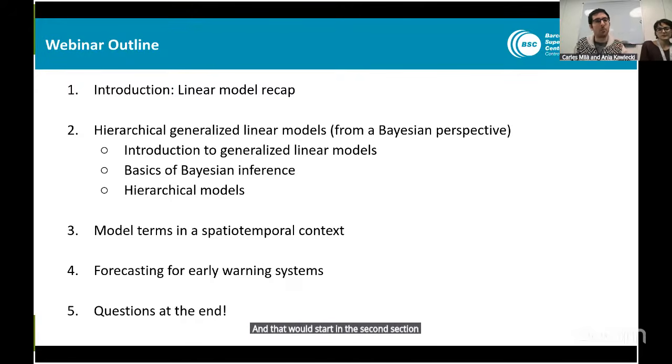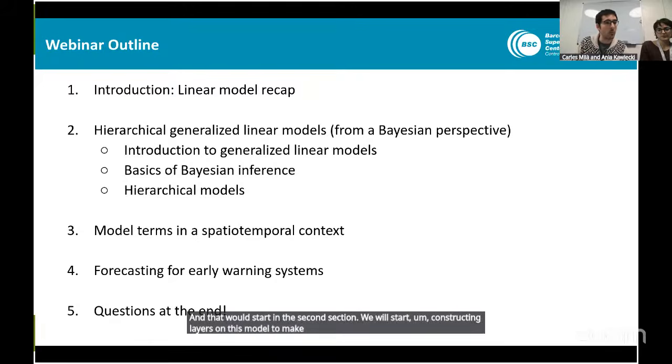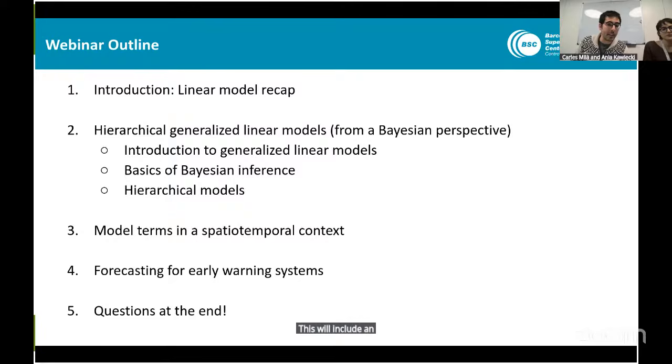We will start constructing layers on this model to make it more suitable for the disease case data that we're working with. This will include an introduction to generalized linear models, then also some basics of Bayesian inference, as well as hierarchical models. Then in the third section, we will see some model terms that we can introduce in our models to capture spatiotemporal relationships in our data.